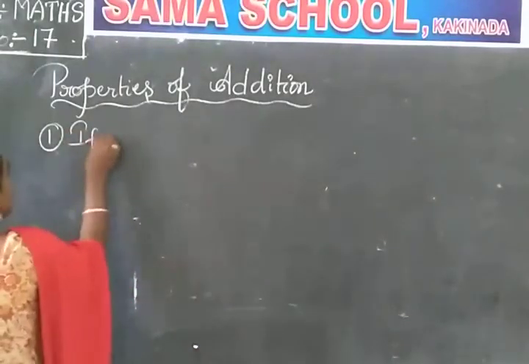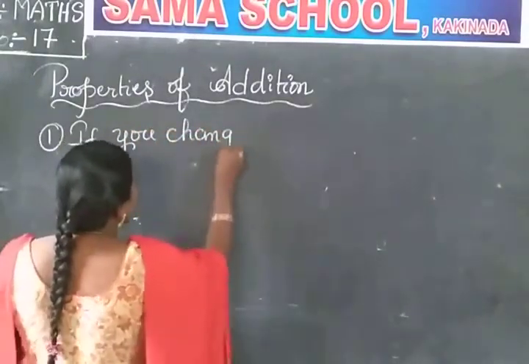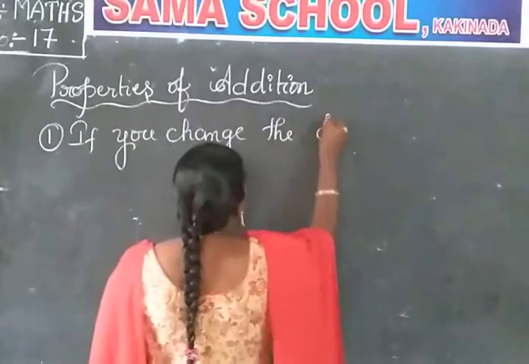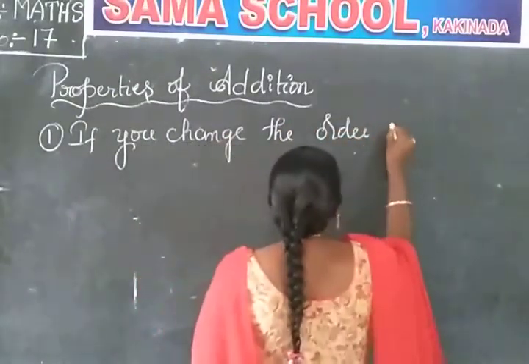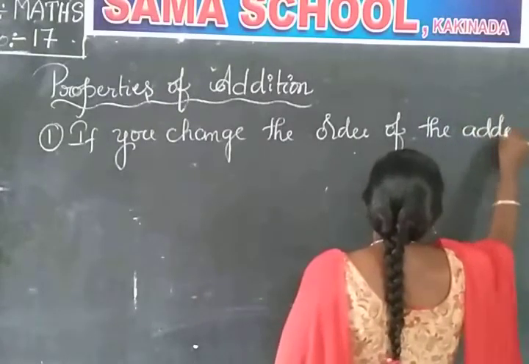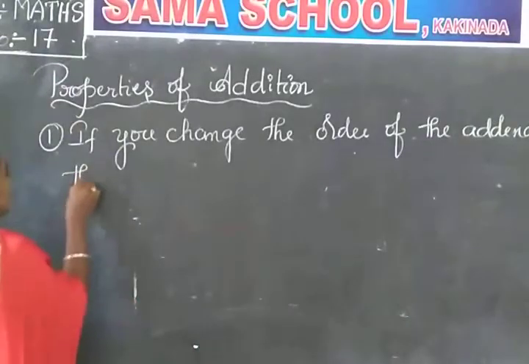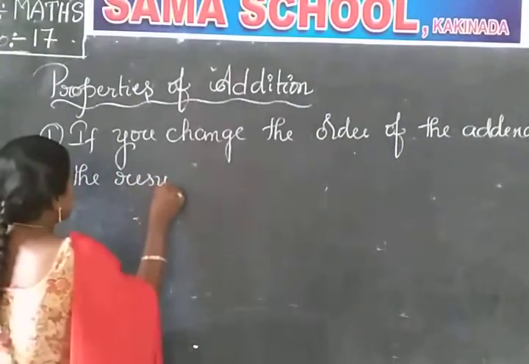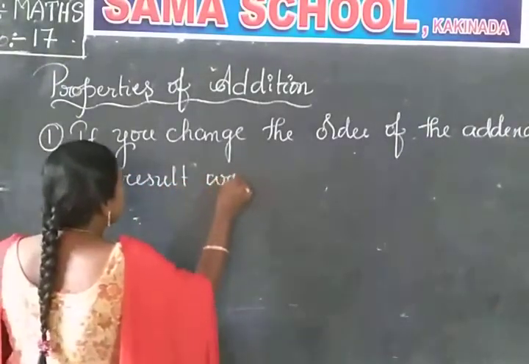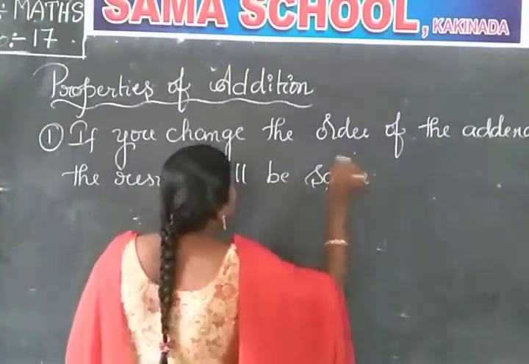So, what is the first property? If you change the order of the numbers, the addends, if you change the order of the addends, the result will be same. The result will not be changed.